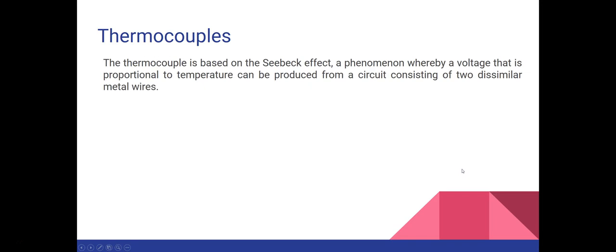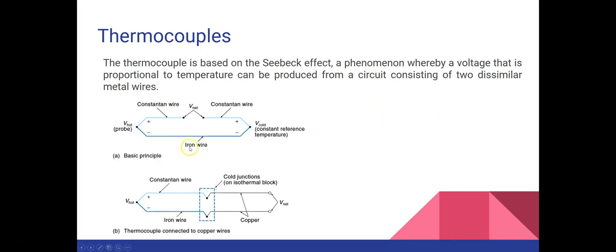Now next we have thermocouple. Thermocouple is based on the Seebeck effect, and it is a phenomenon whereby a voltage that is proportional to the temperature can be produced from a circuit which consists of two dissimilar metal wires.